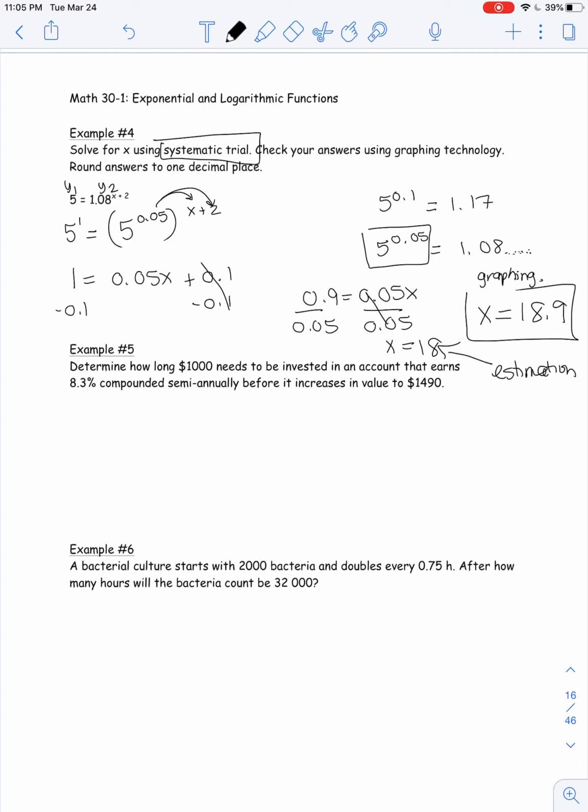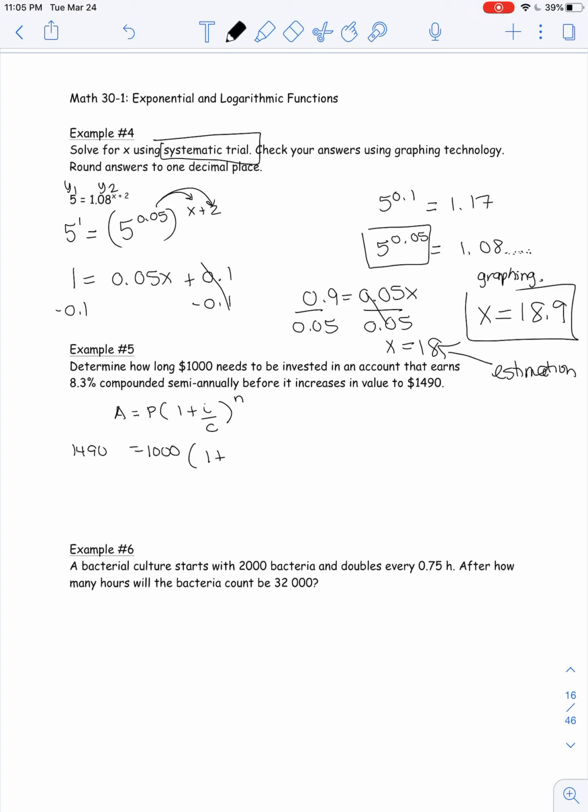Example number 5, determine how long $1,000 needs to be invested in an account to earn 8.6% compounded semi-annually before it increases to a value of $14.90. So we're talking about interest. So we're going to use that A equals P, 1 plus i. Since we have compounding, we're going to divide by C, and then we're going to take our n value, and we're trying to find out how long, so that's what we're trying to solve for is n. So we know that we're trying to figure out when $1,000 will equal $14.90.